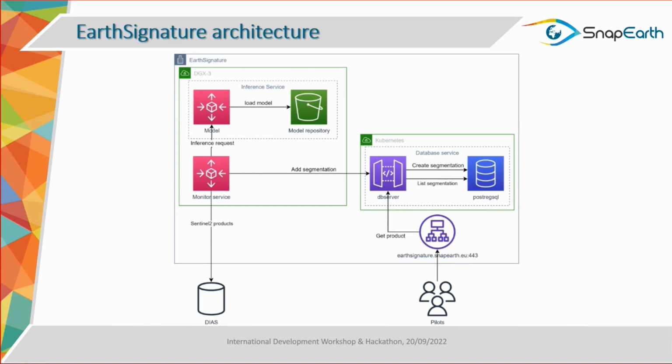And on the right, it's more the storage and how we expose the data. So once the satellite image is monitored and we have the segmentation, we store it in a database and we expose it with an API. So I will mainly focus first on the left part about monitoring and the inference service. And after I will talk about the right part, which is the API and how we expose the data.